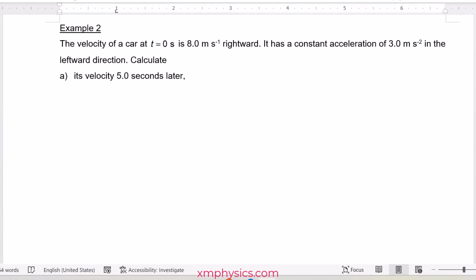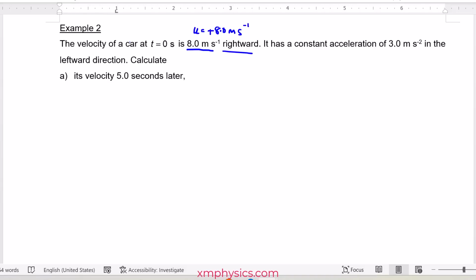Alright, so this is the question here. Read it first, yeah? Okay, so we are told that there's a car. It starts off with a velocity of 8 meters per second rightward. Now, if we are using the rightward is positive sign convention, that means U is equal to positive 8.0 meters per second.